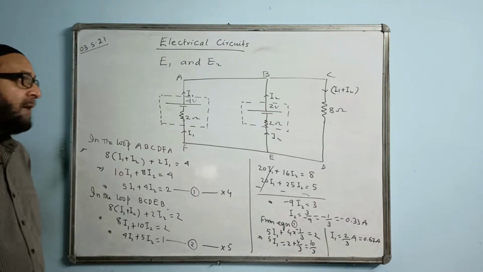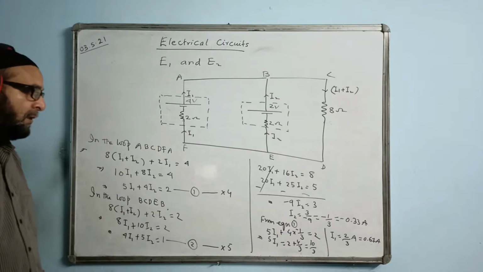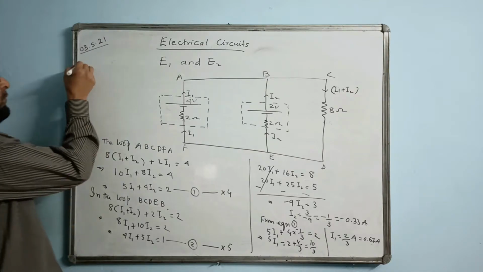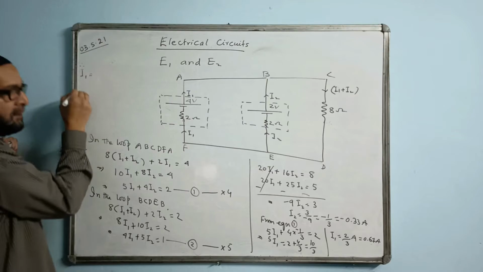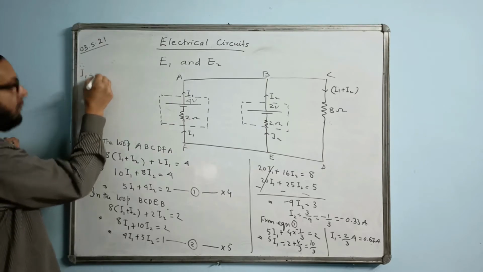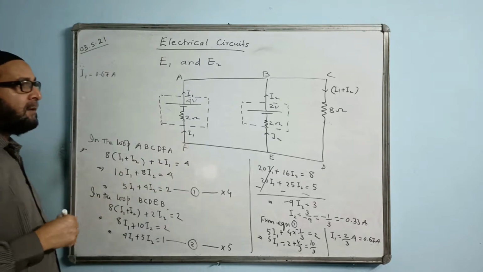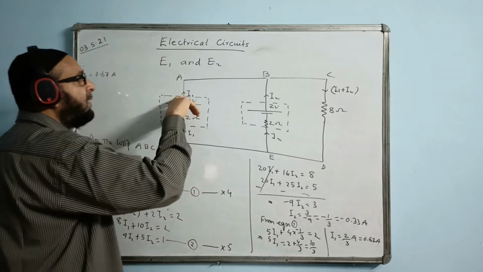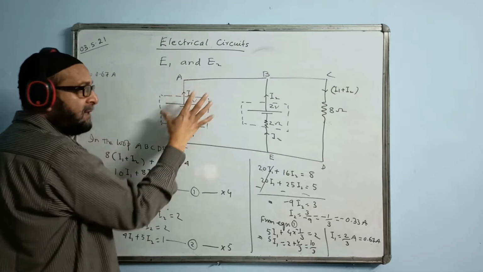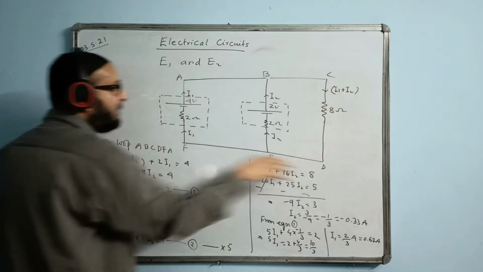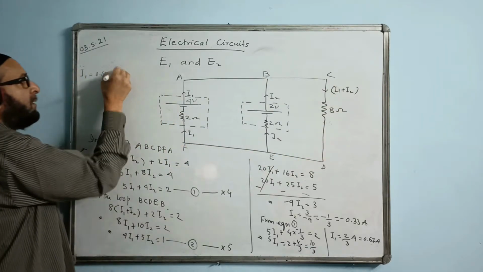Now we'll have to write the direction also. Let us write the direction. Concluding answer now: therefore, I1 is equal to 0.67 ampere. Since the sign is positive, it is in the same direction as shown in the figure. So in the same direction means the direction is clockwise. Here we can write clockwise.